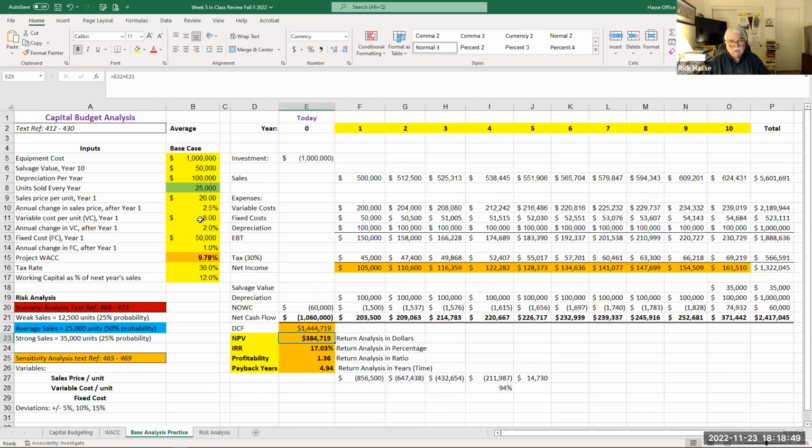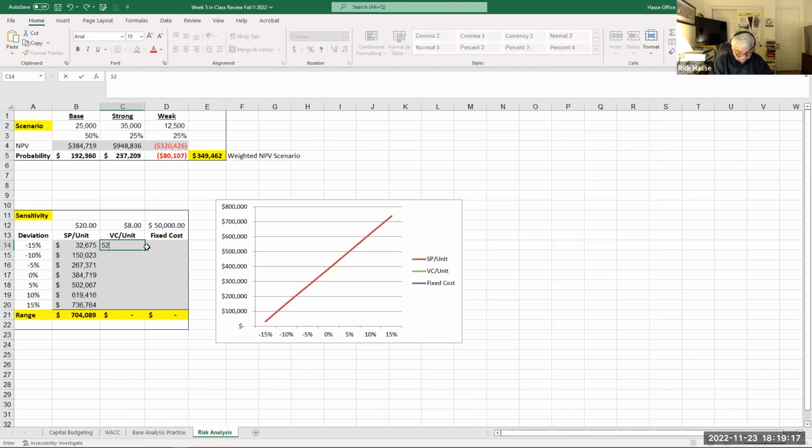So we go to variable costs equals 8 times 0.85. That's a 15% reduction in variable costs. And we get, notice sales don't change, everything else doesn't change except variable cost, and we lower our cost by 15%, we make more money, 525,220, and we put that here.